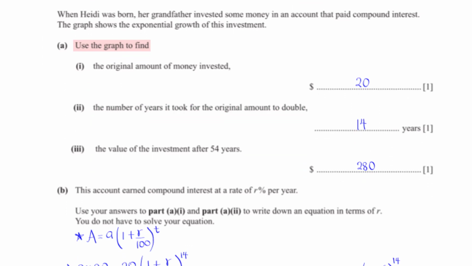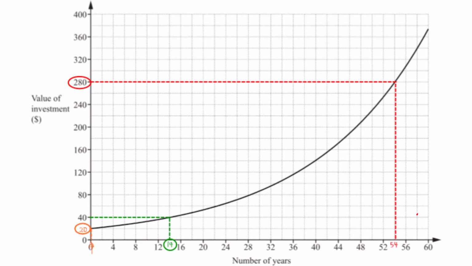Use the graph to find the value of the investment after 54 years. When we map 54 years on the graph, we get $280.